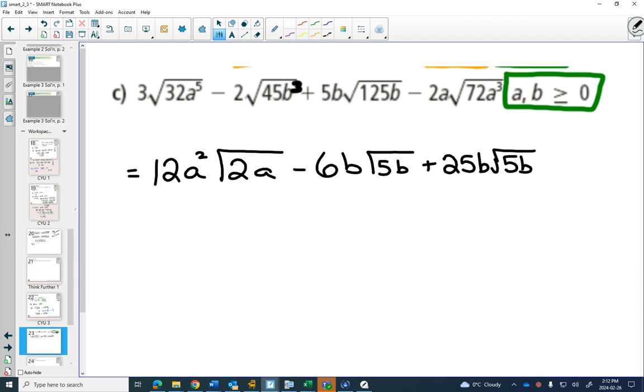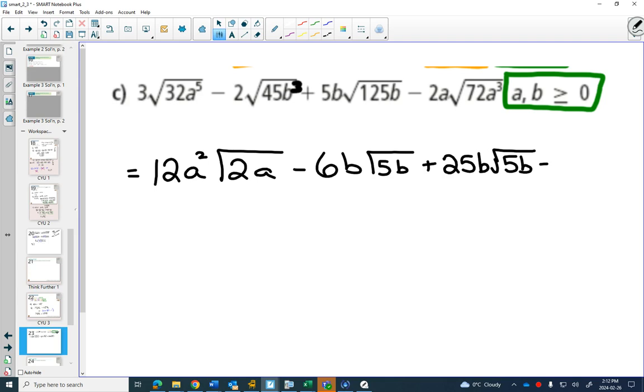Okay? And finally, minus 72. 72 gives you options. Mental math, it's 9 times 8. It's 4 times 18. And it's 36 times 2. 4 is a perfect square. So 4 times 18 seems like it should work. 9 is a perfect square. So 9 times 8 is better than 4 times 18. But 36 is also a perfect square. So 36 times 2 is our best option.